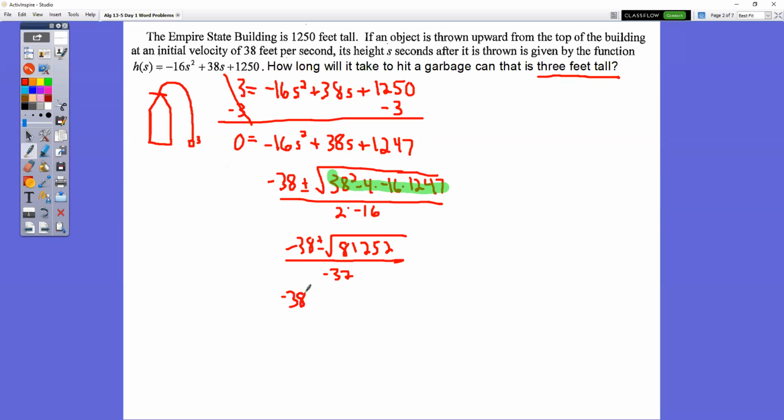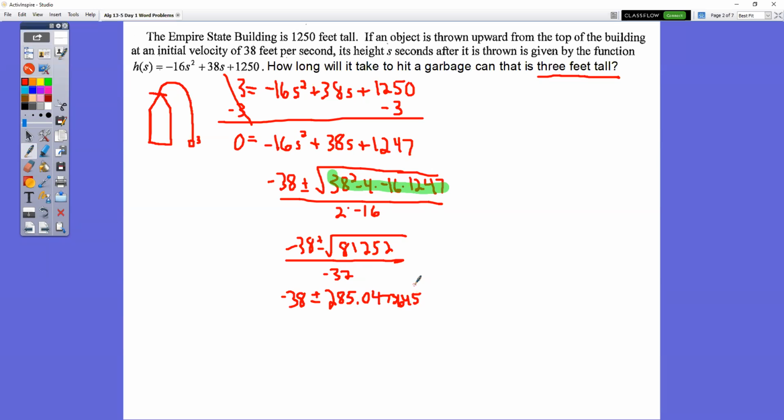I just lied. Negative 38 plus or minus, when we take the square root of this, when you type that into your calculator, you get 285.0473645.